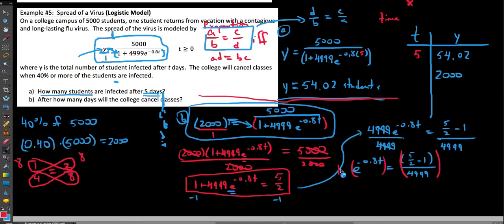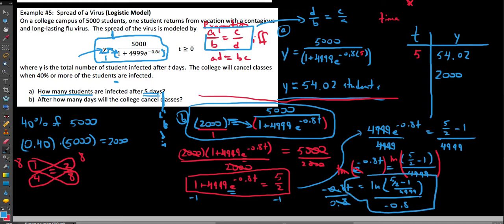But I'm going to wrap both these sides up. I'm going to say the natural log of the left must equal the natural log of the right, and because of our inverse properties, what we're left with on the left is just negative 8/10 t. On the right side we have the ln of 5 divided by 2 minus 1 all over 4,999, and the last thing we have to do here is divide both sides by negative 0.8. Okay, so this should isolate our time for us. And I'm going to put a big box around this because that really is our exact value for time.